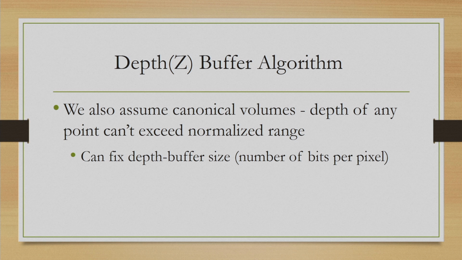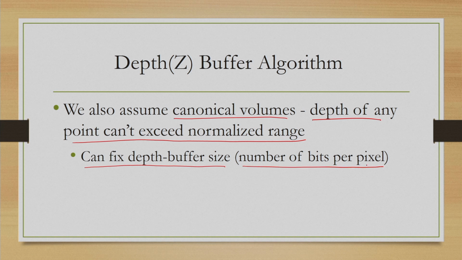Another assumption we make is that we are dealing with canonical volumes. Depth of any point can't exceed the normalized range. So, we already have a normalized range of the volume and the depth cannot exceed that range, that we are assuming. If we assume that, then we actually can fix the depth buffer size or number of bits per pixel. Otherwise, if we allow unrestricted depth, then we do not know how many bits to keep, and that may create implementation issues. So, we go for some standardized considerations.